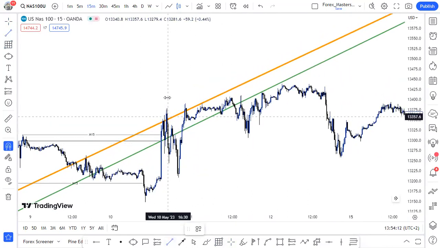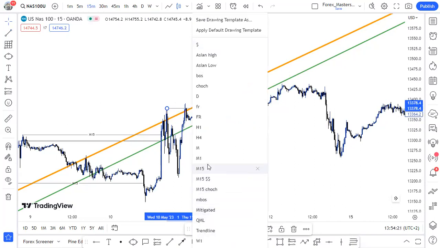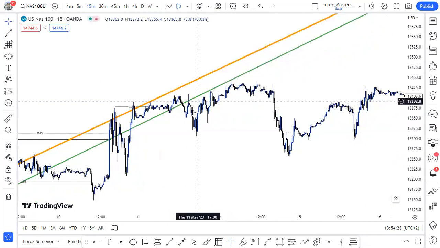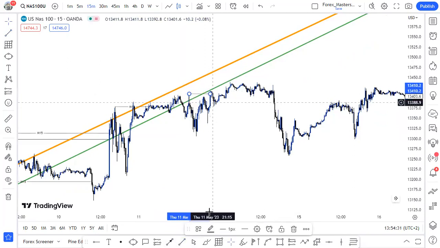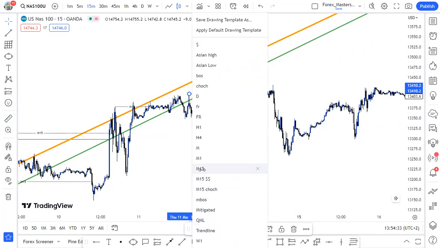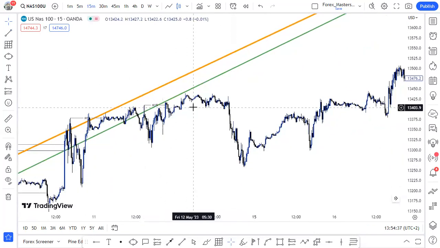And like I said, structure is structure. It doesn't matter whether you're looking at it on M15 or M1 or H1, whatever time frame you're looking at it, structure will always be structure. All right, so again, we have a pullback right here and we create that high. We break structure to the upside. And then after we break structure to the upside, what happens?